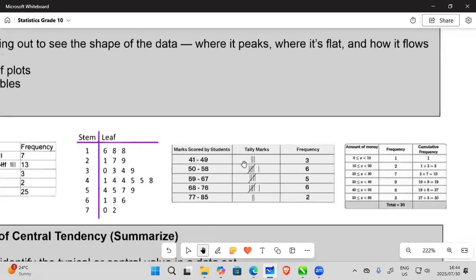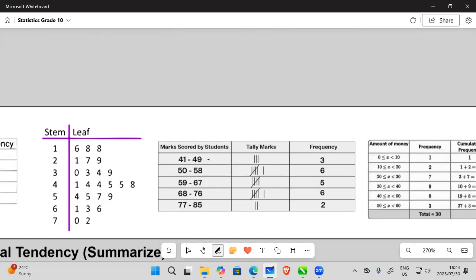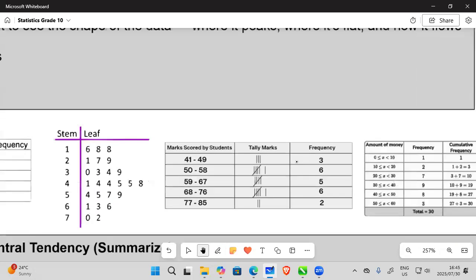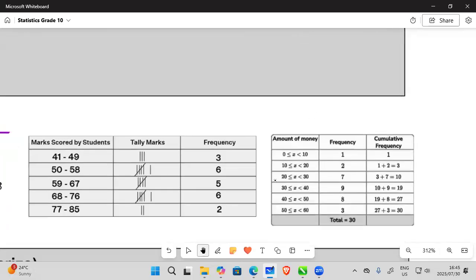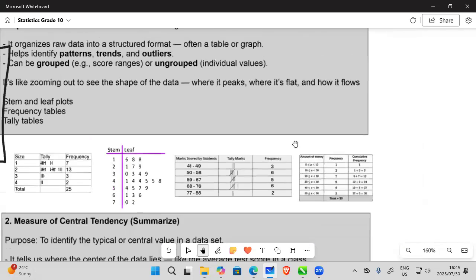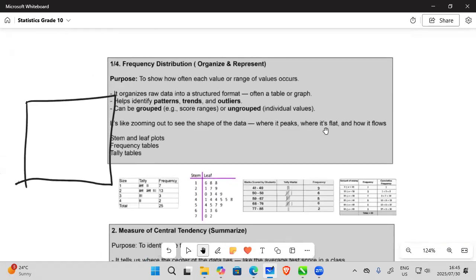Let's see here, look at this one here. Marks scored by students. How many students scored between 41 and 49? 3. Number of students who scored between 50 and 58? 6. 59 and 67? 5. Right? The amount of money spent on whatever we're analyzing, between 0 and 10 rand, 1. Between 10 and 20 rand, 2. Between 20 and 37. So that's basically what frequency distribution does, it enables us to categorize this information so we can look at it much more clearly, right?